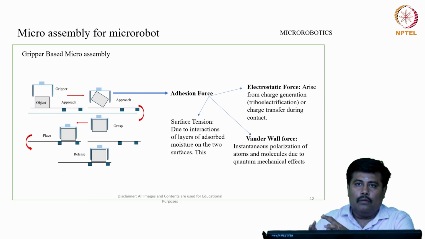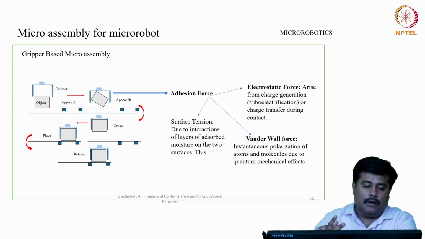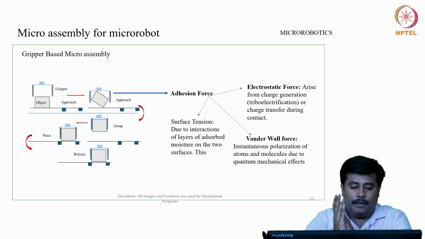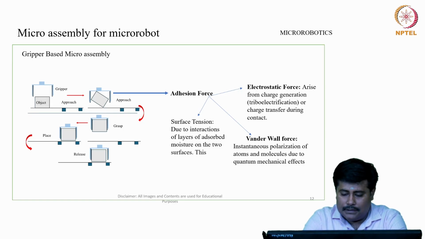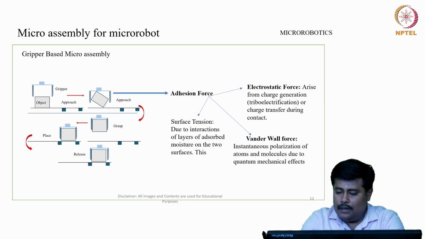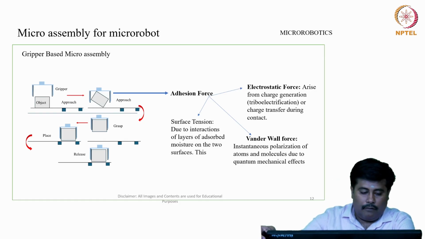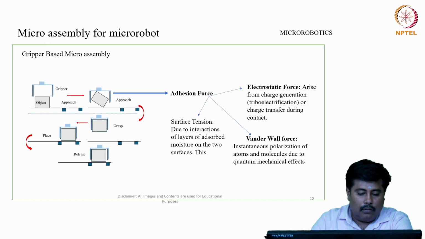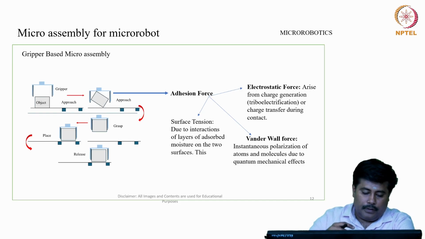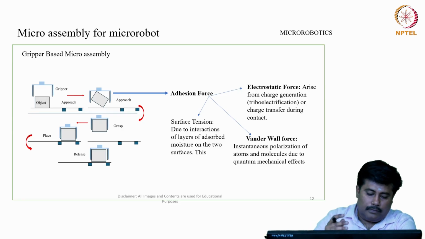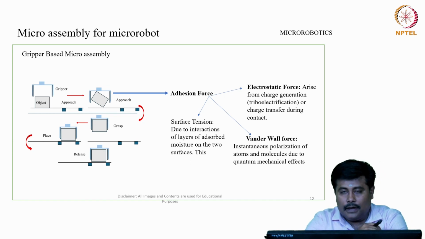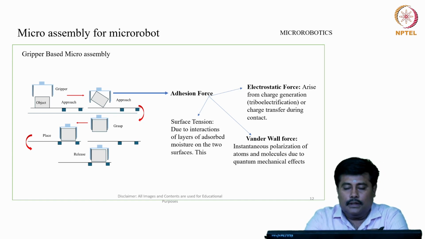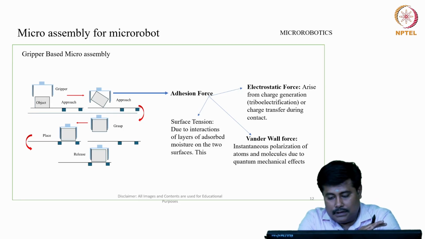Now, let us see the overall fundamentals of this gripper based microassembly. This is a simple gripper based microassembly where there is an object which is moving, and the overall orientation of the object is controlled by the gripper. Now, it can perform three operations: grasp, placing and releasing. As far as the force involved in this is concerned, it is an adhesion force which exists.